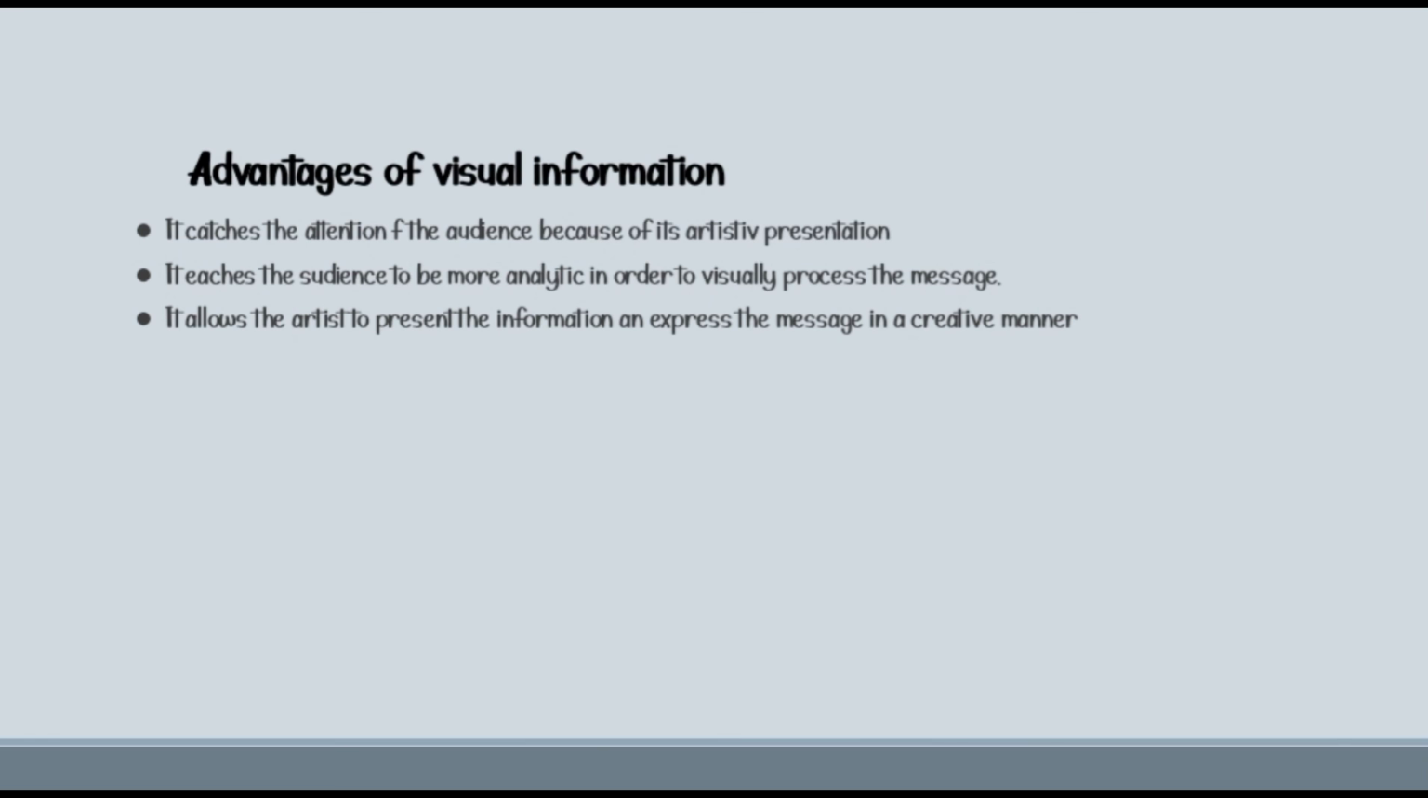These are the advantages of visual information. First, it catches the attention of the audience because of its artistic presentation. Second, it pushes the audience to be more analytic in order to visually process the message. Third, it allows the artist to present the information and express the message in a creative manner.